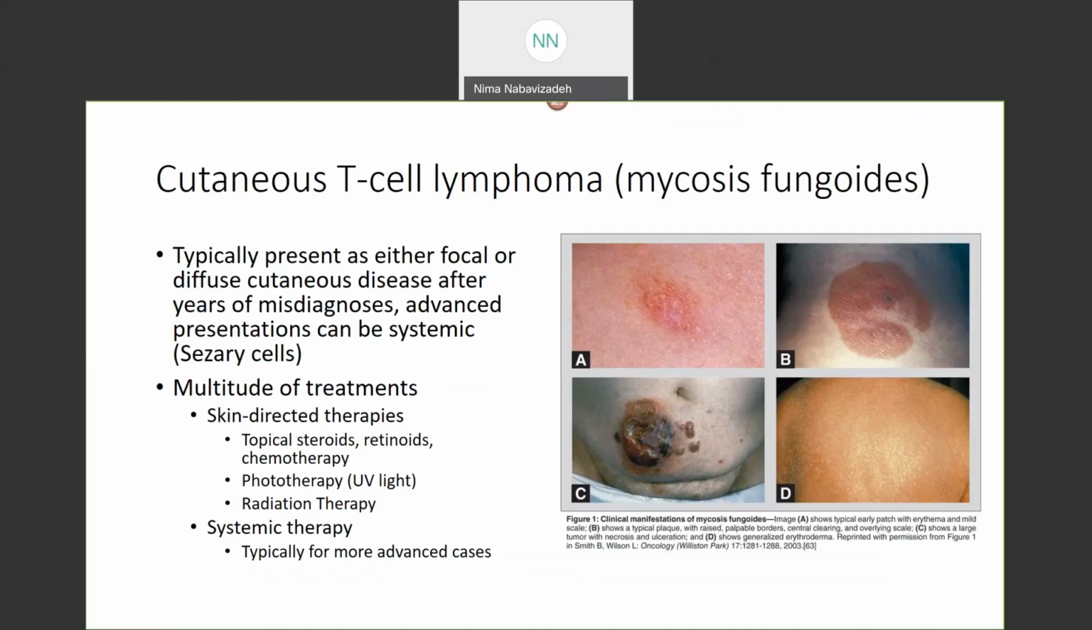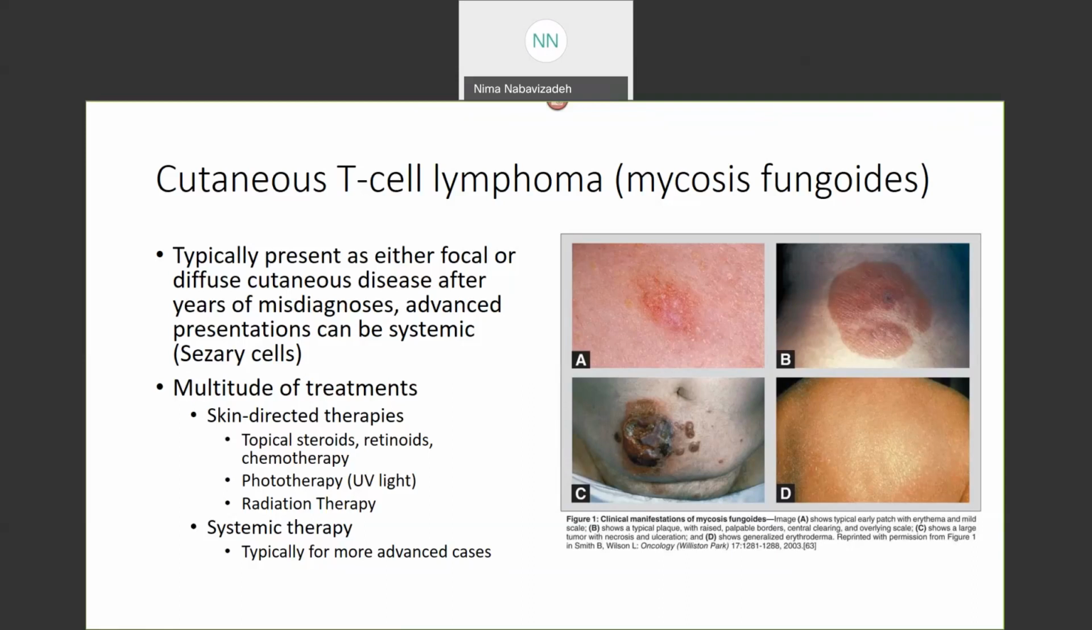I want to touch on a couple special topics. One is cutaneous T-cell lymphomas. These are also called mycosis fungoides. These are cutaneous lymphomas that typically present as either focal or diffuse disease. Many of my patients have been misdiagnosed for years until they finally receive their diagnosis of cutaneous T-cell lymphoma. These patients can also present with advanced presentations that are systemic, and Sézary cells refer to these circulating T-cell lymphomas within the plasma.